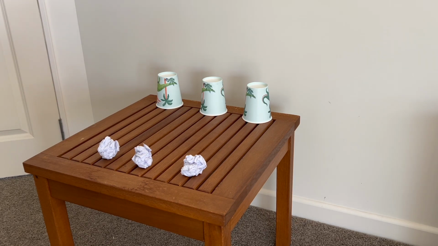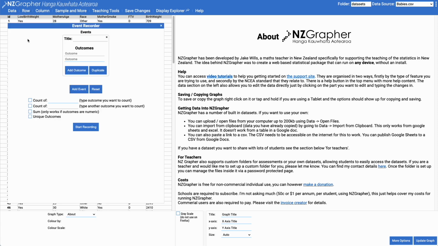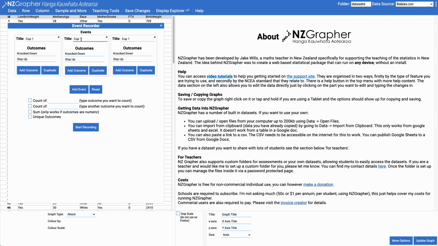And for me, I consider it a success if I get all 3 cups knocked down. So to set up for this, I'm going to come into Data and then Event Recorder. The first event that I've got happening is my first cup, and that's either going to be knocked down or it's going to stay up. And I've got 3 cups, so I'm going to duplicate that 3 times.